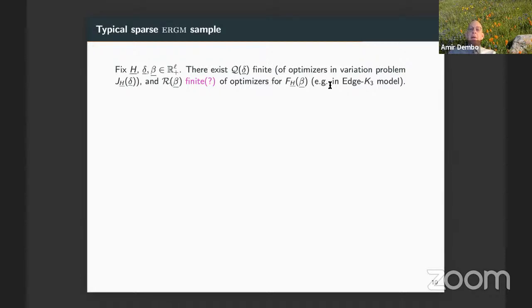Under some extra conditions that you need to write, you will also have a finite set of optimizers for the associated variational problem I showed you earlier for F_H of beta. For example, in the edge-triangle model, this will be the case: you have a finite set of optimizers. So we assume hereafter that both sets of optimizers are finite.